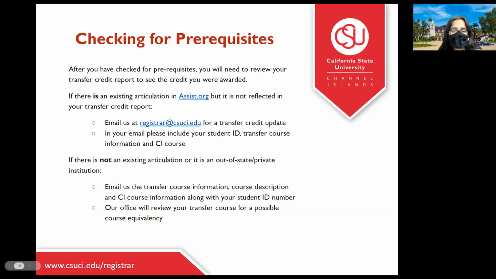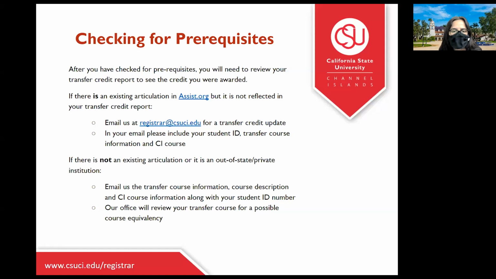Okay, so continuing on, checking for prerequisites. Your next step is to review your transfer credit report or your course history to make sure that you receive the direct course-to-course articulation needed to meet the prerequisite. Again, assist.org is one of the sites that we go to when evaluating your transfer credit. We do recommend that you check the site for possible articulations.